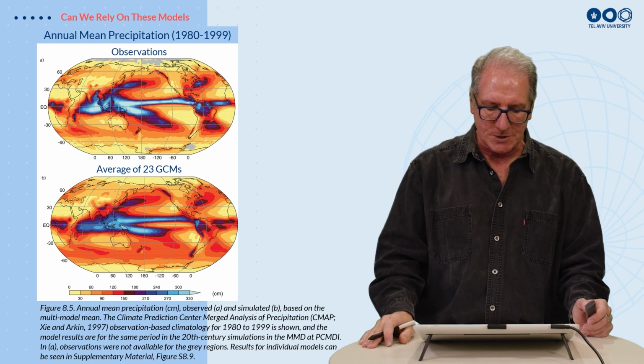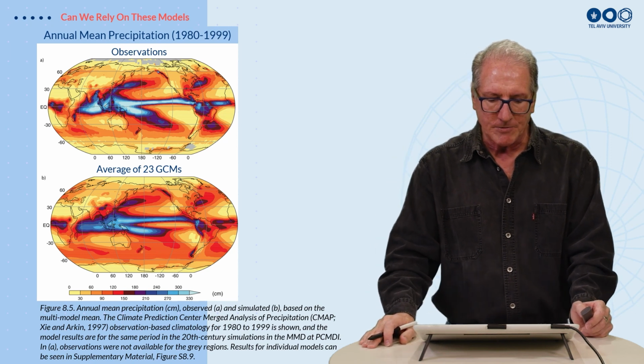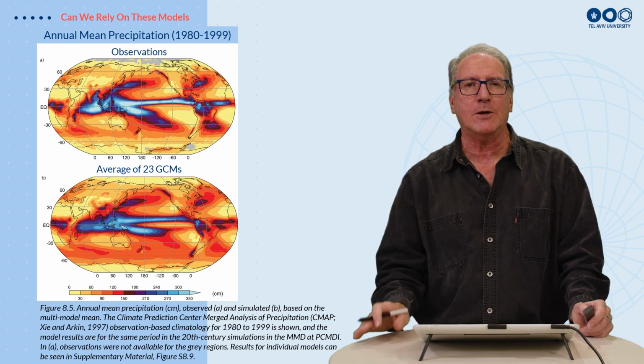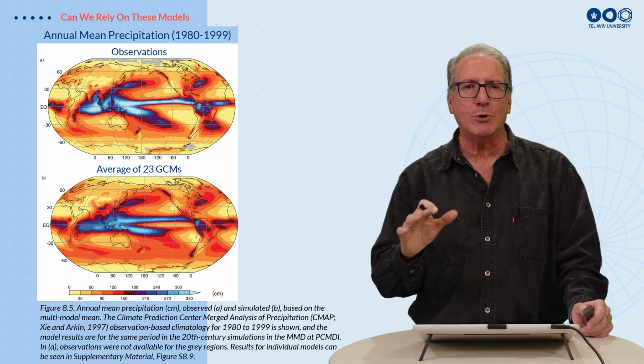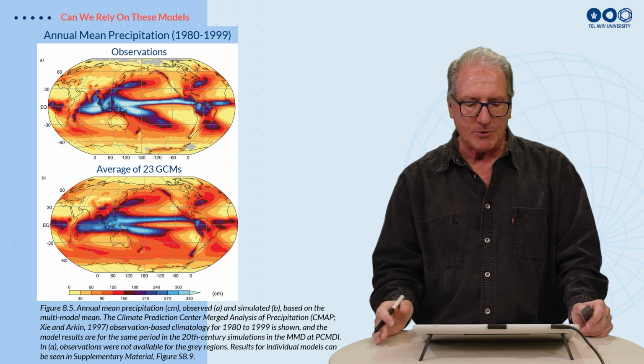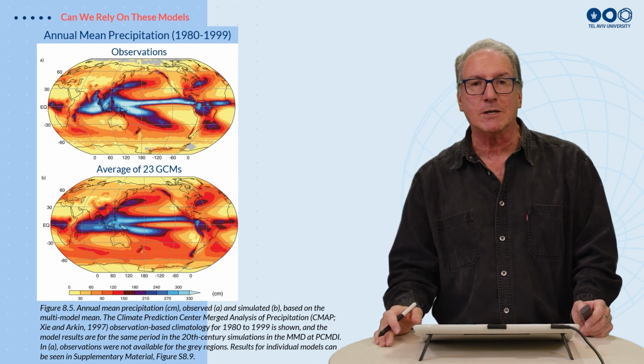The color bar shows the amount of rainfall in different regions. This is the annual mean, so how much we get in an entire year. Obviously in the tropics, the blue areas, is where we have most of the rainfall. In the subtropical regions, the desert regions, we have very little rainfall.